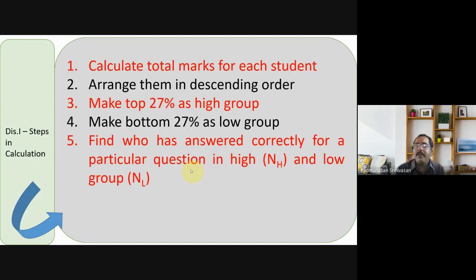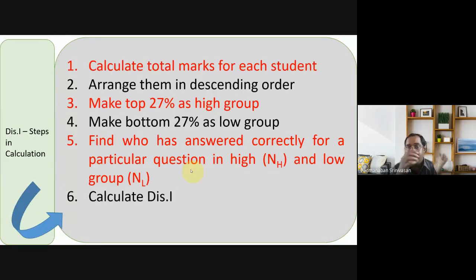And step 5, find who has answered correctly for a particular question. Say the first question: how many attended it correctly, successfully, in the high group, and successfully in the low group? That is the fifth step. And then you have to calculate.